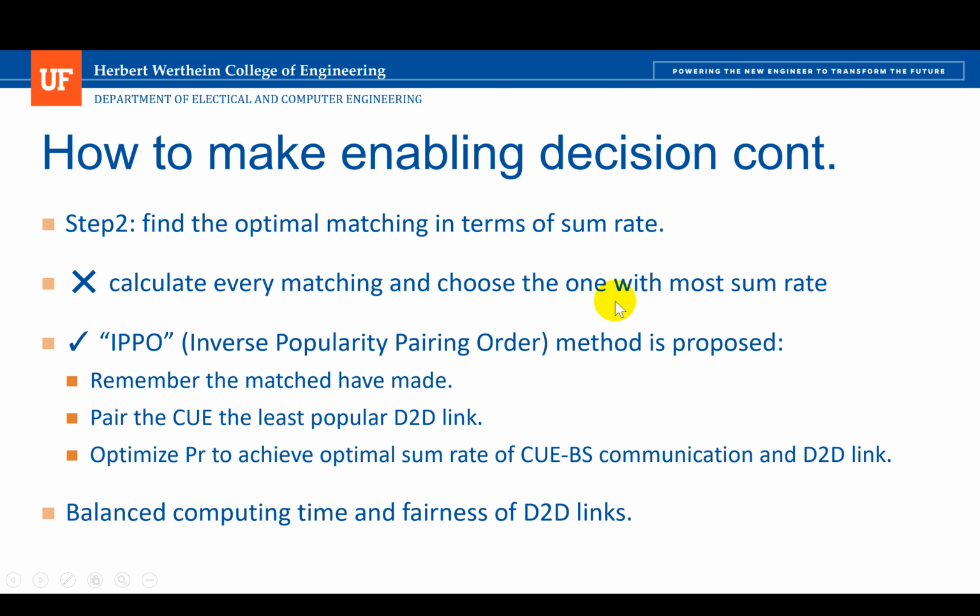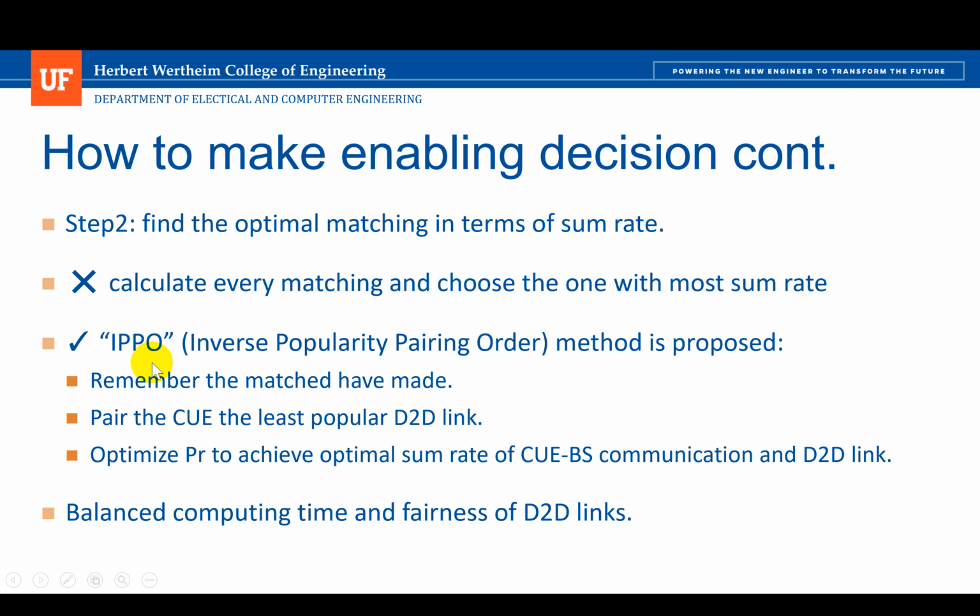So step 2, we need to find the optimal matching in terms of sum rate. Intuitively, the best way is to calculate every possible matching and choose the one with the most sum rate. But that consumes a lot of time, and it does not fit the mobile scenario.